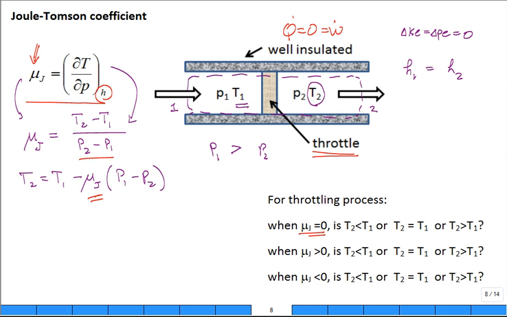If the Joule-Thomson coefficient is reported to be 0 for this substance as it undergoes the throttling process, what about the change in temperature? Is the outlet temperature less than T1, equal to T1, or greater than T1? If the Joule-Thomson coefficient is 0, they're equal. See that? I have a pressure drop with no change in temperature.